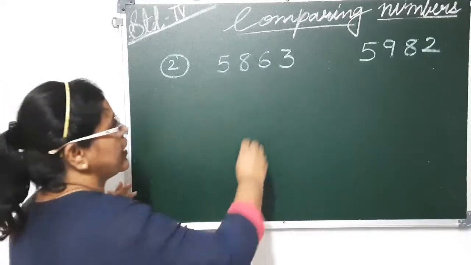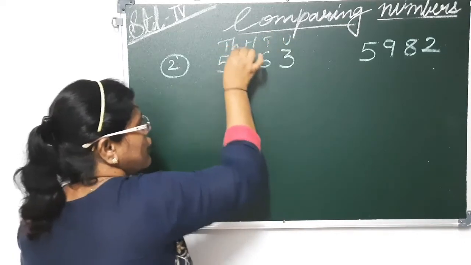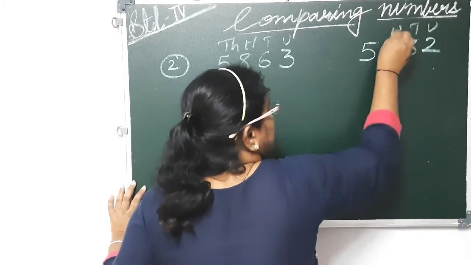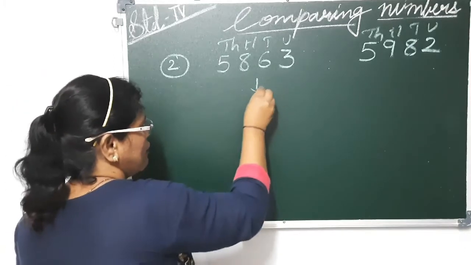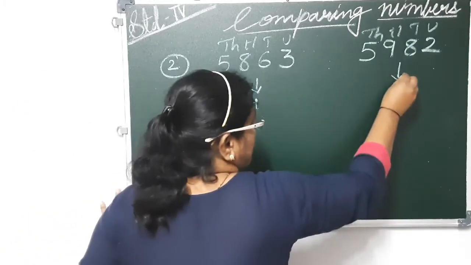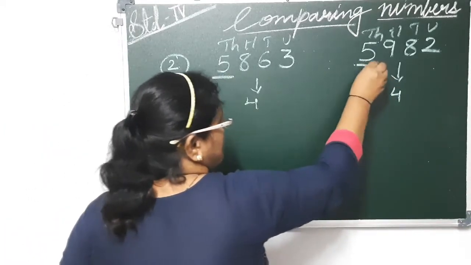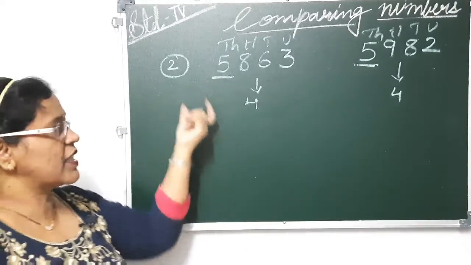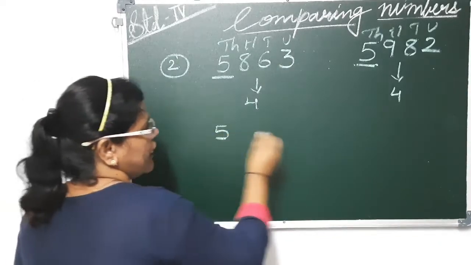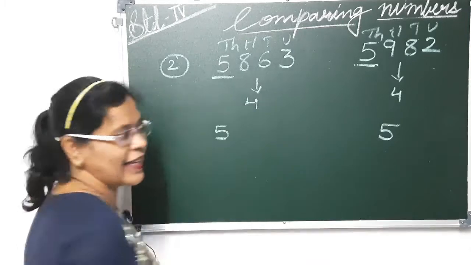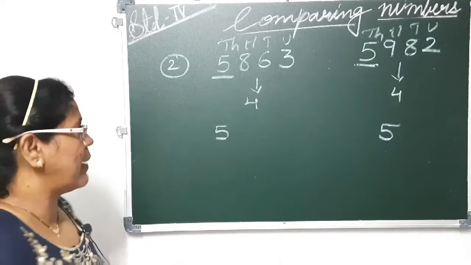So here first you have to see the place values. Units, tens, hundreds and thousands. Here also units, tens, hundreds and thousands, which means both the numbers are 4-digit numbers. So first what you have to do is compare the first digit, not the number, the first digit. Here it is 5 and here it is also 5. So 5 and 5. Now what will be the next step? Then you have to see the second digit, my dear students.